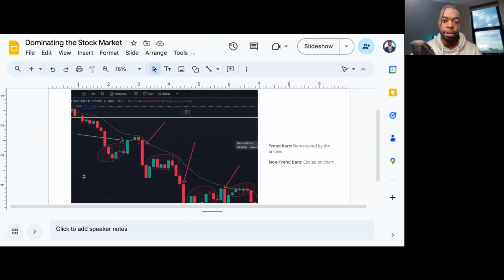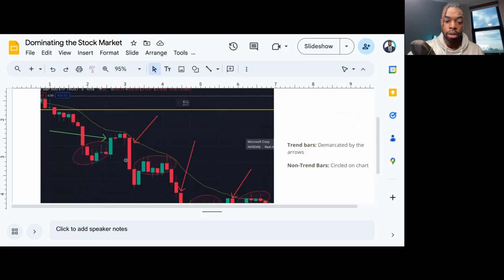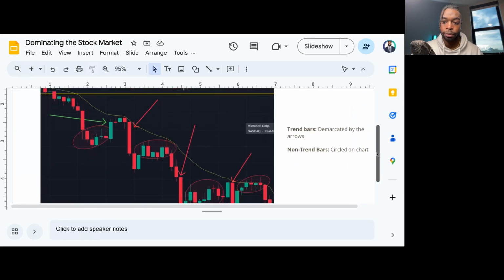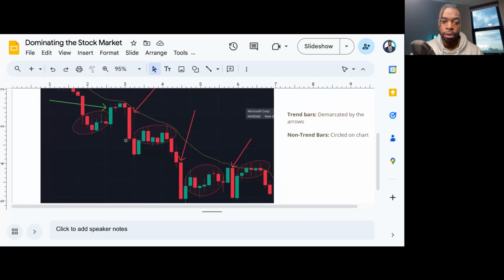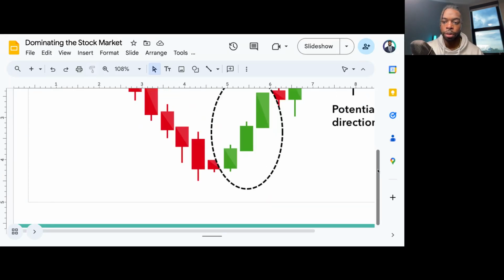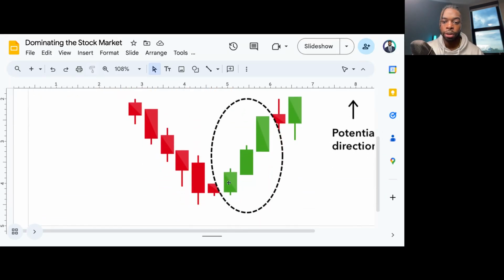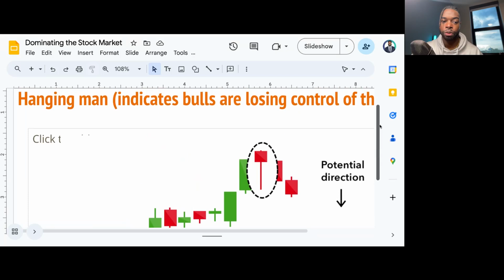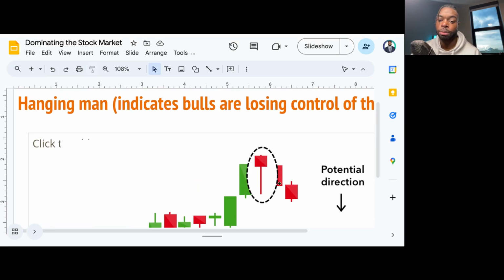And then here are some examples of trend and non-trend bars. The circles show you some non-trend bars, and then the arrows show some big trend bars contributing to the downward direction of the trend. Okay, so let's go back to our patterns. Continuing with our patterns, we then have three white soldiers. This is pretty bullish: when you have a downtrend, and then you have three green bars in a row, pretty bullish. Now we're going to talk about reversals down, or patterns that show that we're going to be moving down.